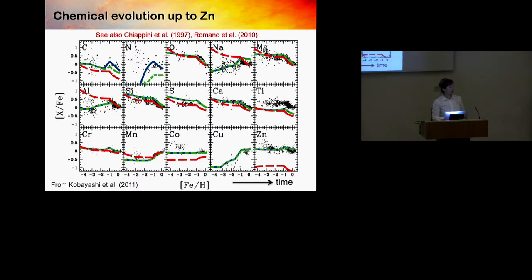Where do my low and intermediate mass stars come in at this point? For these elements, they only play a part in carbon and nitrogen. They also make fluorine, but that's not shown here. Where they really play their important role is heavy elements.